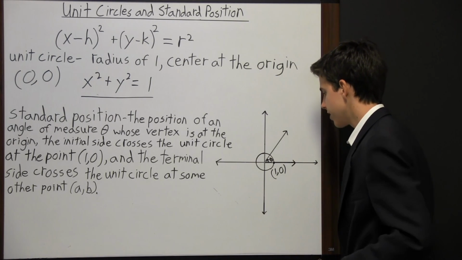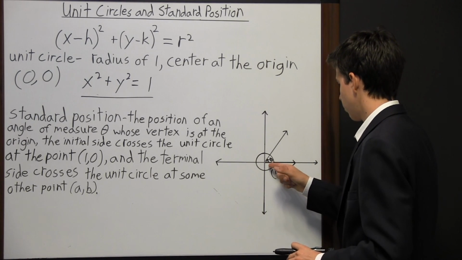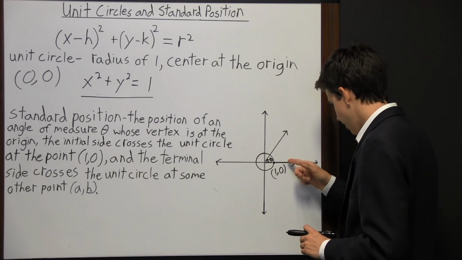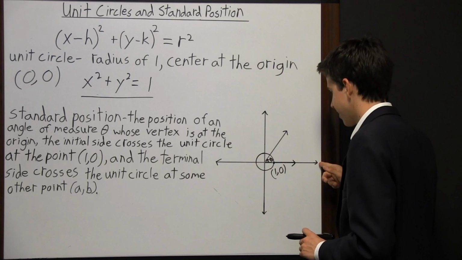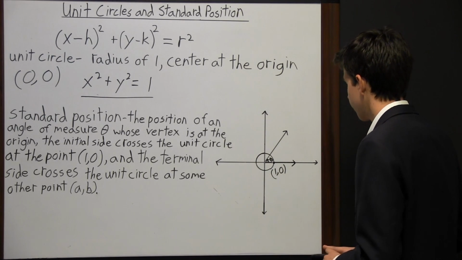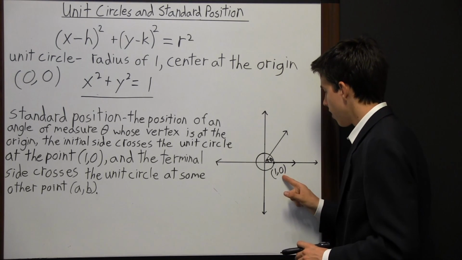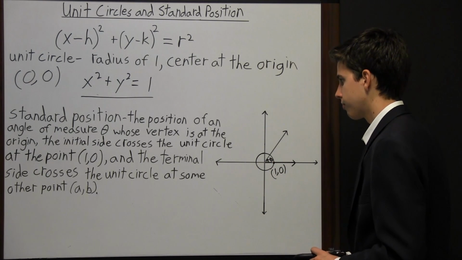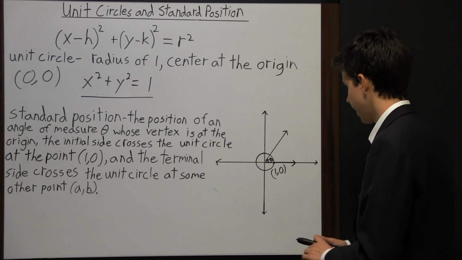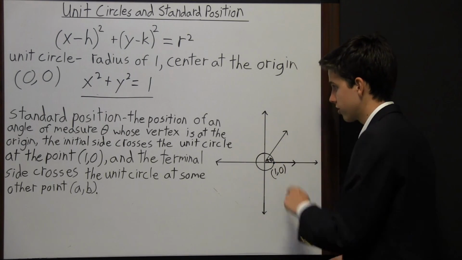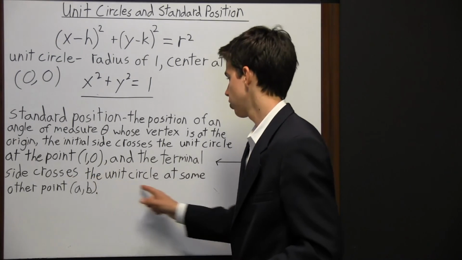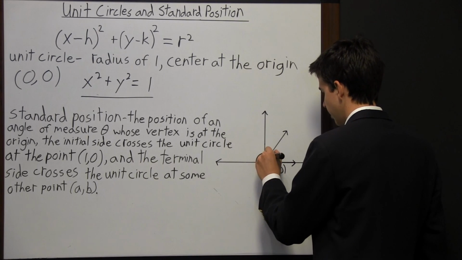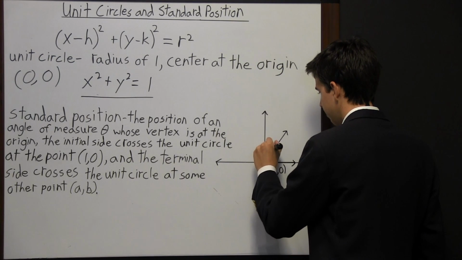Now the initial side is always going to cross the circle at point 1, 0. The reason is that the initial side always has to be on the x-axis of the coordinate plane, and so in order to do that, it must be on the y-axis at point 0. And then the terminal side, which is the other side, this side right here, crosses the unit circle at some other point. And so we label that point A, B. So it meets it right there, and we label that A, B.